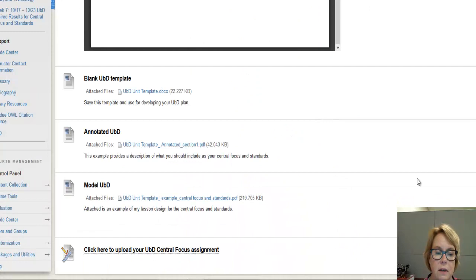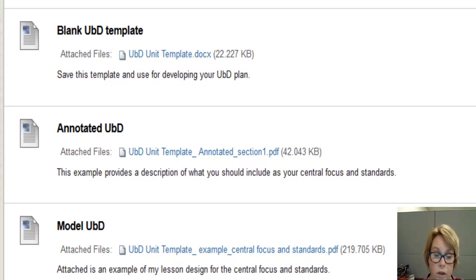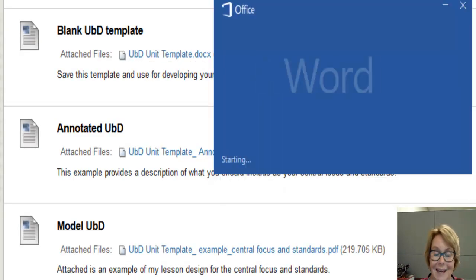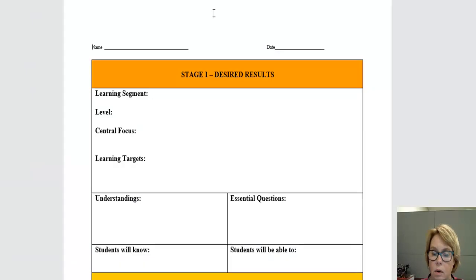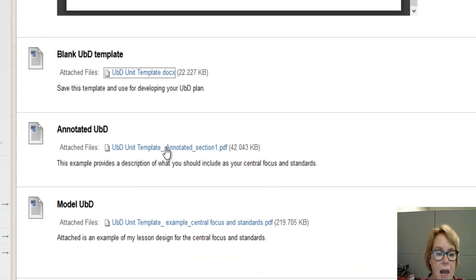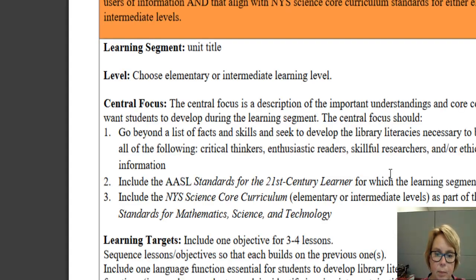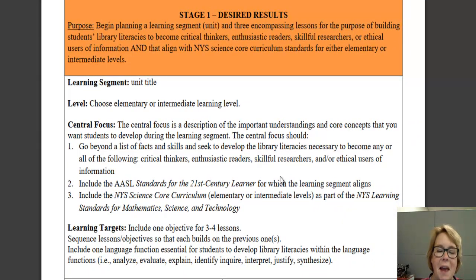So the whole premise here is that I'm going to design along with you. The first thing you need to do, though, is open up the blank template. This will be what you will continue to fill in as we go along in the next couple of weeks. Right now, we're just focusing on stage 1, the learning segment, the level, the central focus, and the learning targets. Okay, and I've included also an annotated template that describes in detail exactly what you need to include.